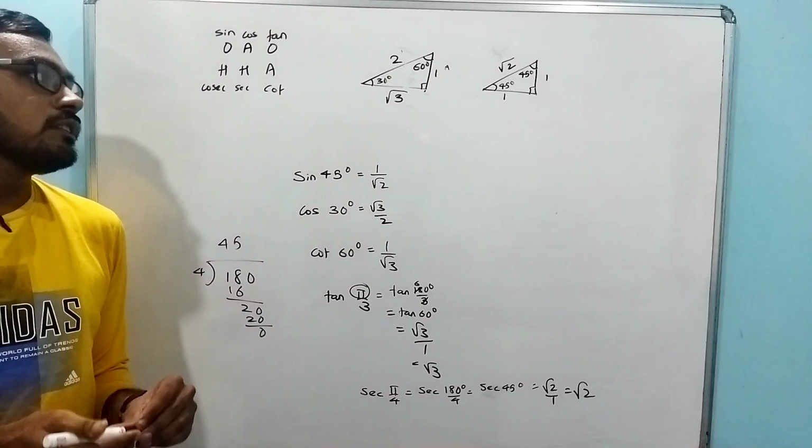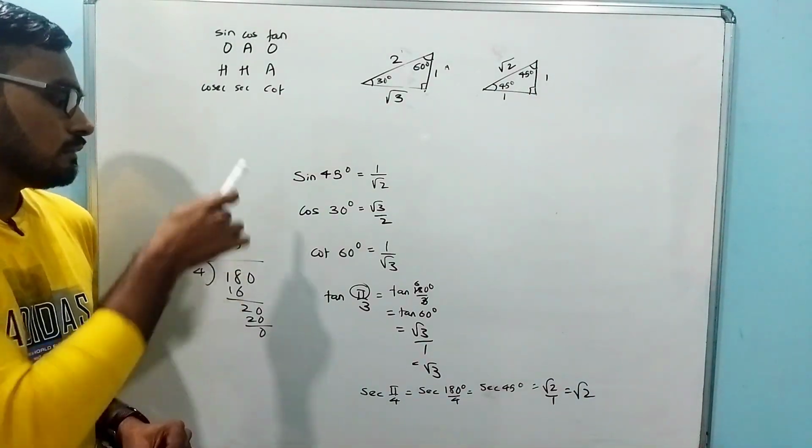So like this we can find trigonometric ratios for 30, 45 and 60 degree for all of these.